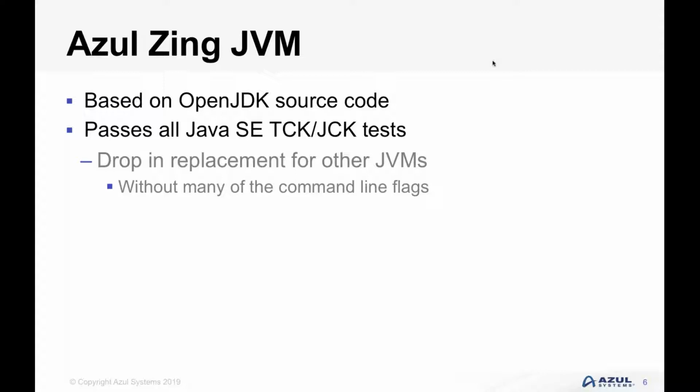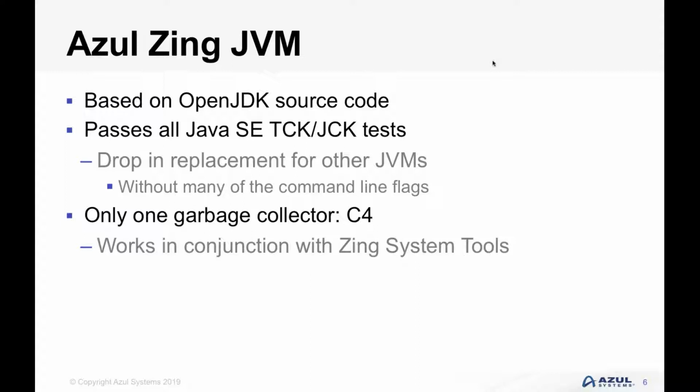So we run all of the TCK tests that are part of the JSR. We run all the JCK tests, which are the Java compatibility tests, to make sure that if you run Java on Zing, it runs in exactly the same way as it would on Hotspot or J9 from IBM or anybody else's JVM. So this is exactly the same. It's the drop-in replacement for any other JVM that you're using, say Hotspot. The only thing that's going to change is some of the command line flags will be different. And mostly, you just have to remove most of the command line flags that you use because they don't have an effect on the Zing JVM. But we'll talk a little bit more about that later on.